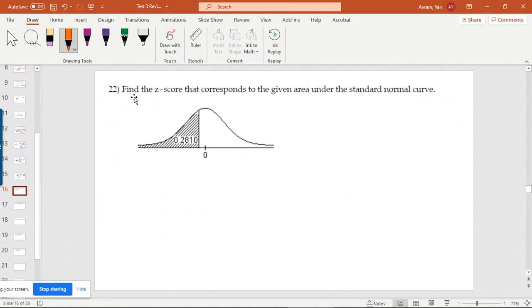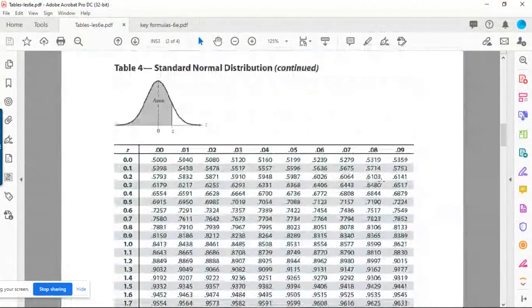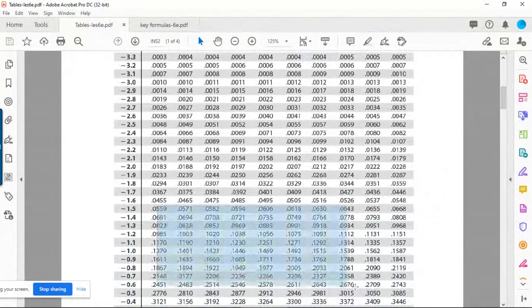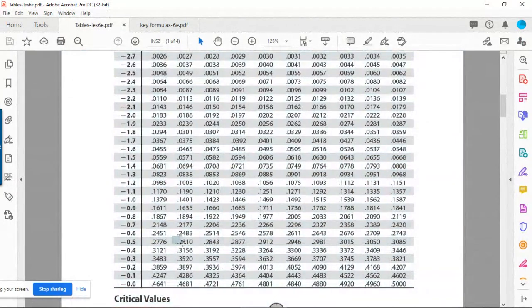Okay, this one is called reading the table backward. We want to find a Z-score given this area. So 0.2810 is the area, and then we're going to find the Z-score. Sometimes in this case, we call it reading the table backward. And how do I read the table backward? It's 0.2810, right? So I'm going to look for the area 0.2810 right here, and then trace back the Z-score. And then we can see there's a number here, 0.2810.